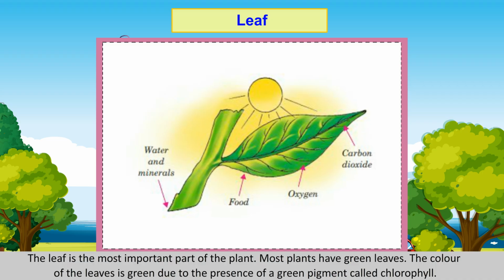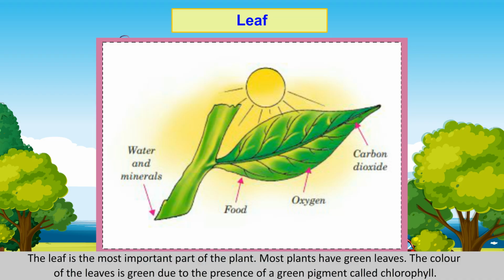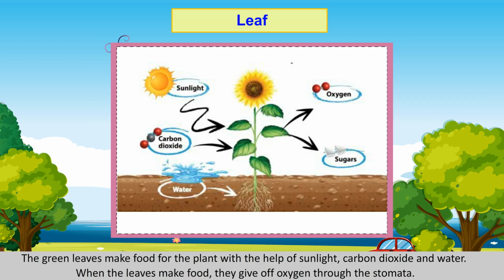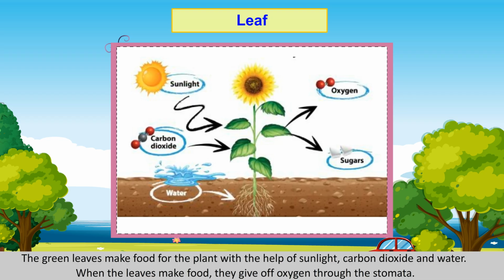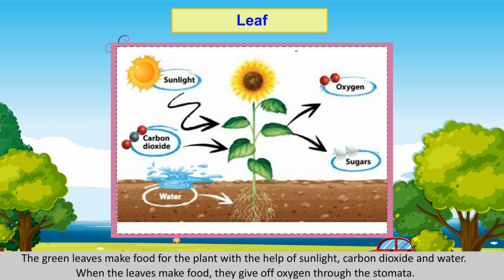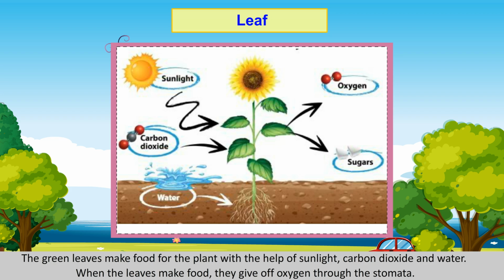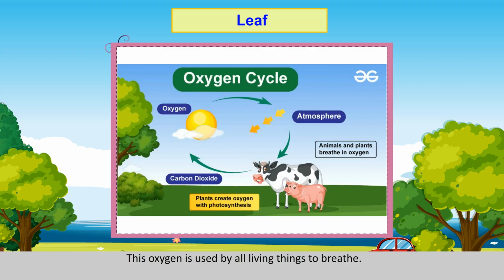Leaf. The leaf is the most important part of the plant. Most plants have green leaves. The color of the leaves is green due to the presence of a green pigment called chlorophyll. The green leaves make food for the plant with the help of sunlight, carbon dioxide and water. When the leaves make food, they give off oxygen through the stomata. This oxygen is used by all living things to breathe.